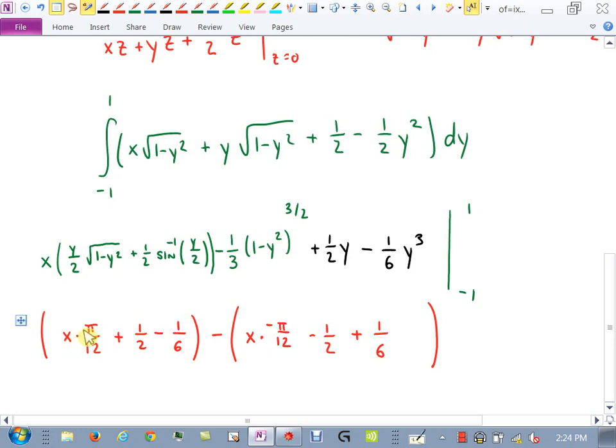This right here, x pi over 12 minus a minus, so plus, that would be pi over 6x. Then I have the 1/2. I'm going to add to it another half, so that's 1. I'm going to have a negative 1/6 and take away another negative 1/6. That's negative 2/6, negative 1/3. So I'm taking 1 and subtracting 1/3, so it's 2/3.